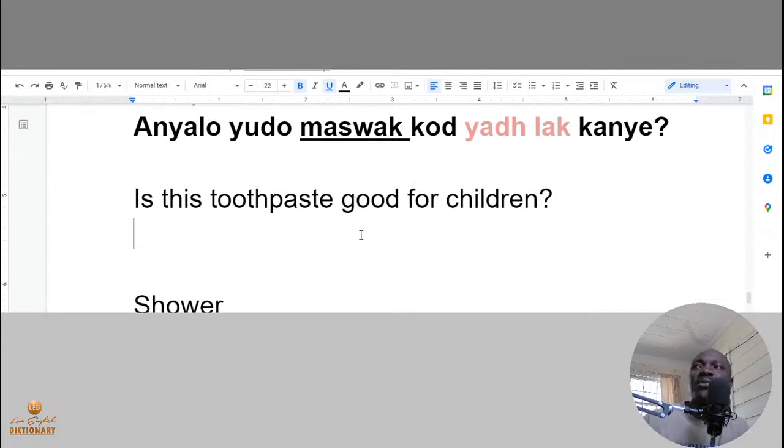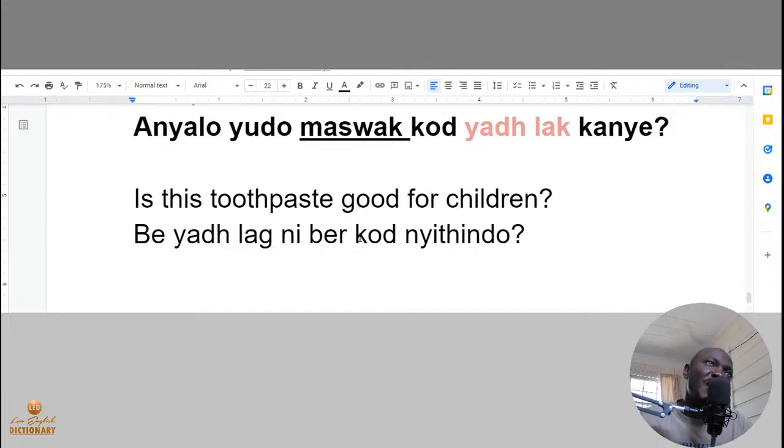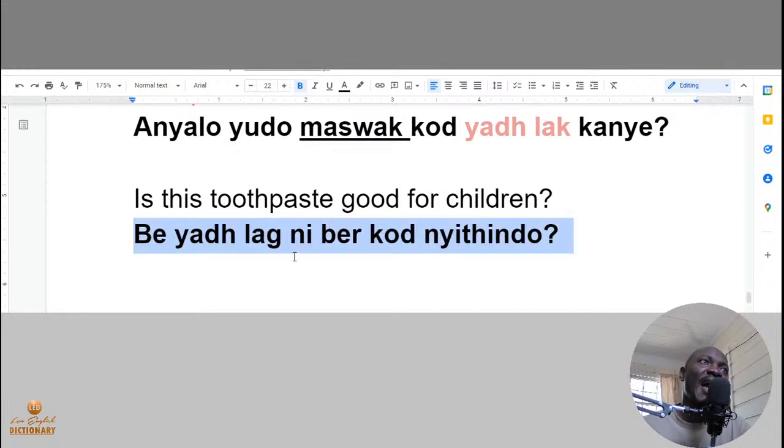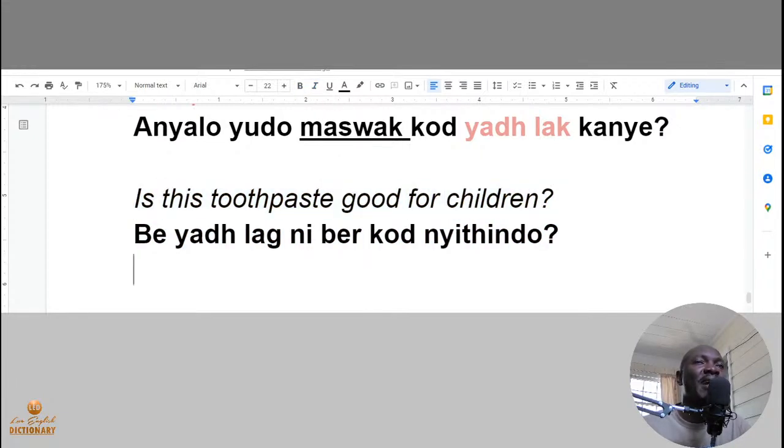Then the last one on toothbrush is this toothpaste good for children? Yadlagni ber kod nyithindo. Is this toothpaste good for children? Be yad lagni ber kod nyithindo. Okay? Be yad lagni ber kod nyithindo. Is it good for children? Good.